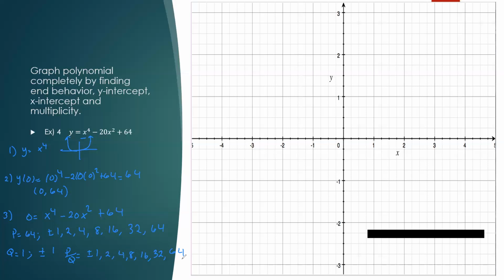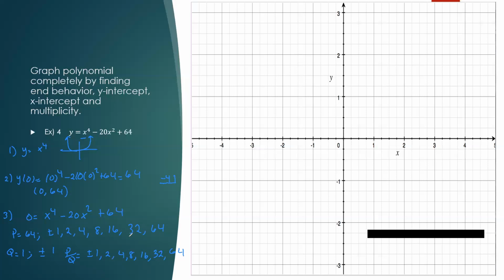Now we got to do synthetic. So you just pick one random possible zero, and if it gives you a remainder of 0, it works. So I'll just try -4. Oh, I remember, I put this. So I'm going to save you guys time. So one of my zeros is -4.